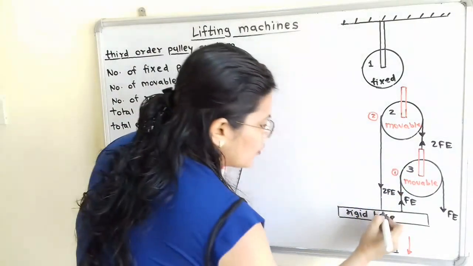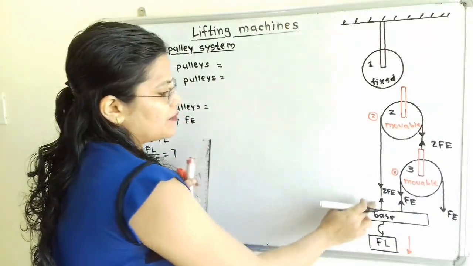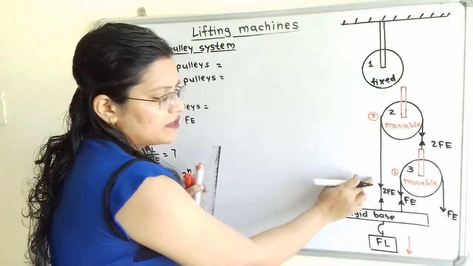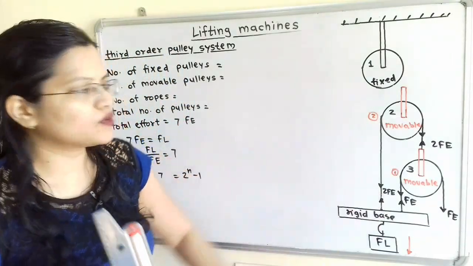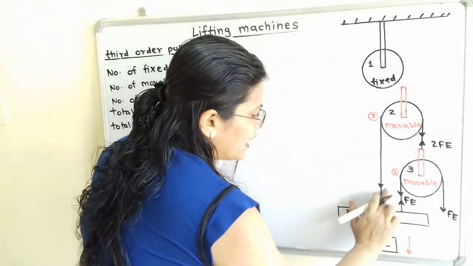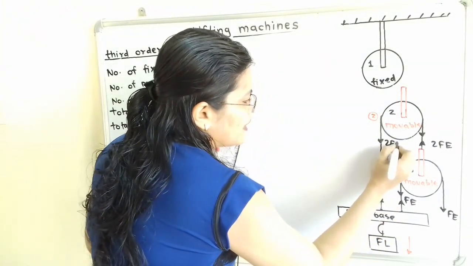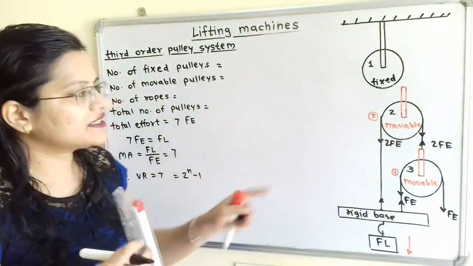Now here we will show the rope which is connected to rigid base, direction is in the upward direction. So magnitude is equal but direction is opposite and amount is 2Fe. So if we observe, so I will show here this direction as well as magnitude, which is equal to 2Fe. Now again, this is the second rope.